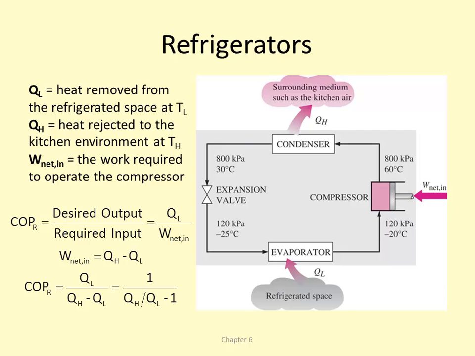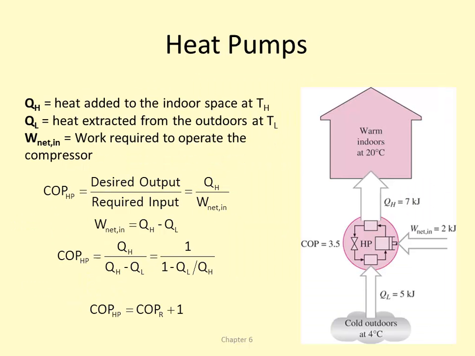Refrigerators are heat engines operating in reverse, sort of. So we have a network input now. We're trying to transfer heat from a cold space to a hot space. So if it's a refrigerator, our desired output is that we're making this cold space colder. So these are our equations for coefficient of performance.